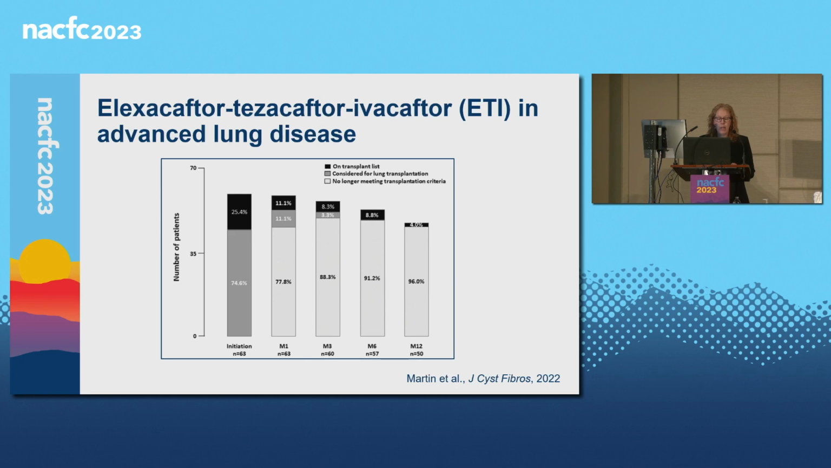This is the number of patients on the y-axis and time on the x-axis, and the gray bars represent people who were considered for lung transplant, and the black bars represent people who were actually on the transplant list. The white portions of these bars represent people no longer meeting the criteria for lung transplantation. And you can see that over time, the proportion of people that no longer met the criteria was increasing in this cohort of people started on the medication.